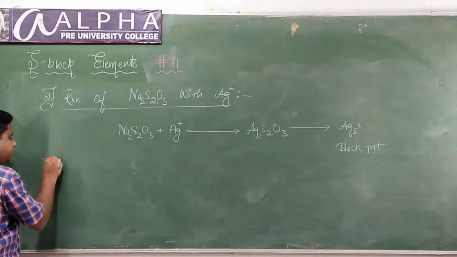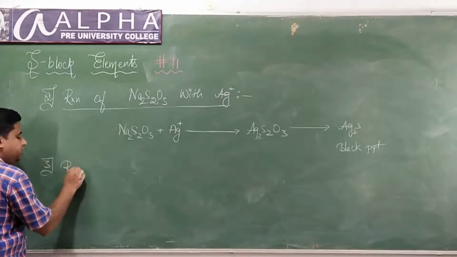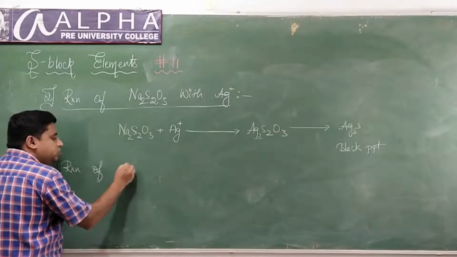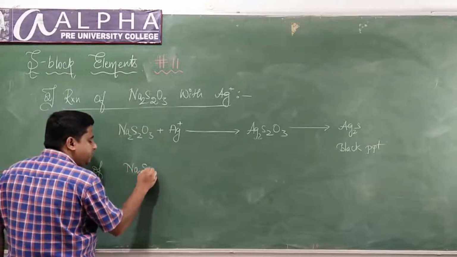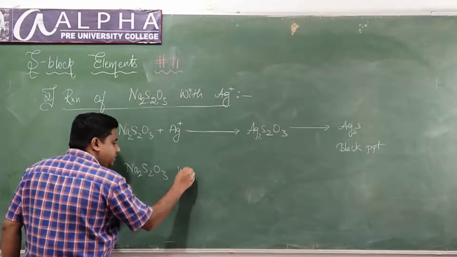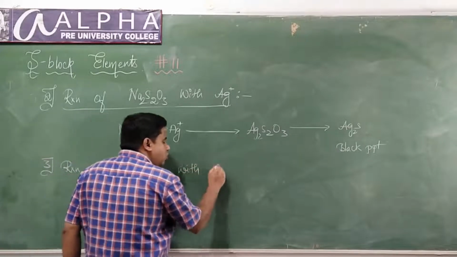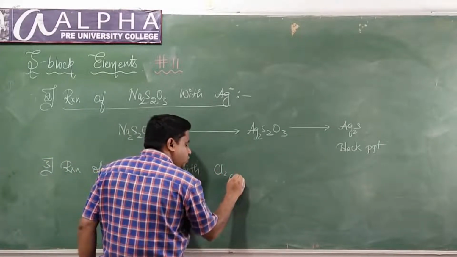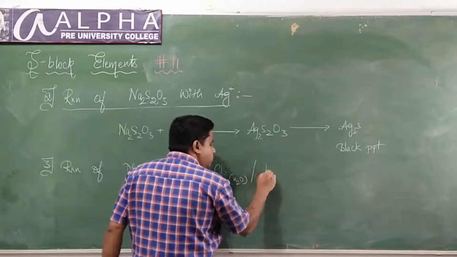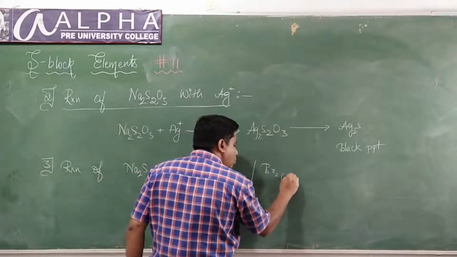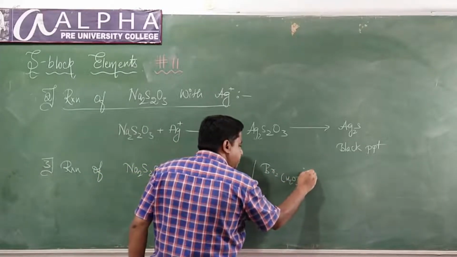Now, the last reaction of sodium thiosulfate is with chlorine and bromine water. The reaction of sodium thiosulfate with chlorine water, Cl2 water, or bromine water, Br2 water. Are you getting my point?